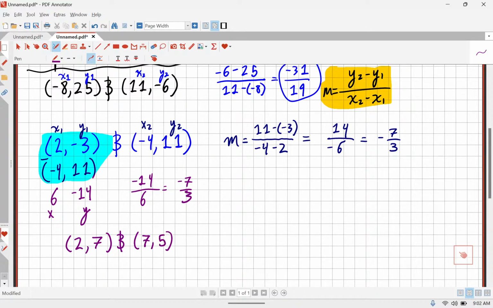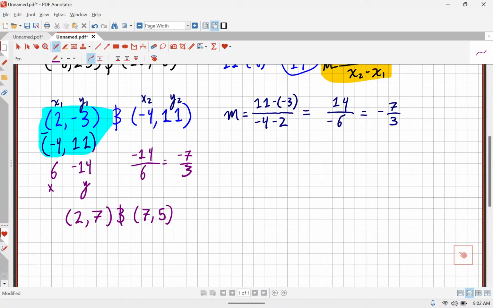Go ahead, guys. When I say teach, I want you to say, okay, find the slope of the line that goes between 2, 7 and 7, 5. Give it a try and teach.